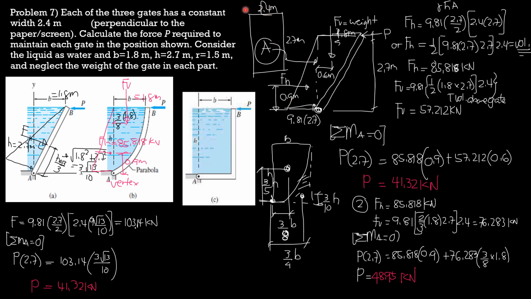This is the projected area, rectangular, 2.4, which is perpendicular to the screen, by 2.7, the height of the projected height of the gate, or this height given here. So therefore, for FH, it is 9.81 times barred H, which is 2.7 over 2, and the projected area is 2.4 times 2.7. And FH is also equal to the volume of this pressure diagram.